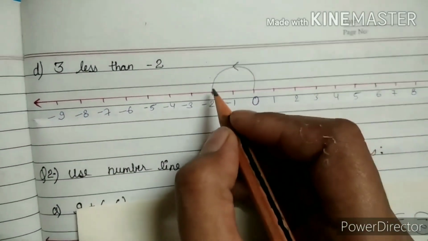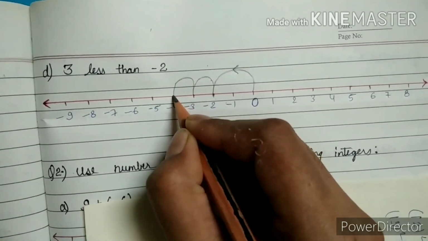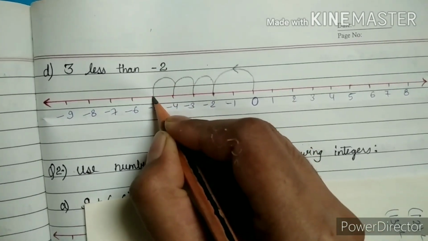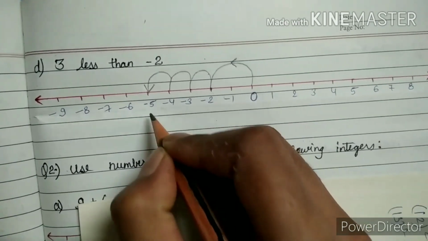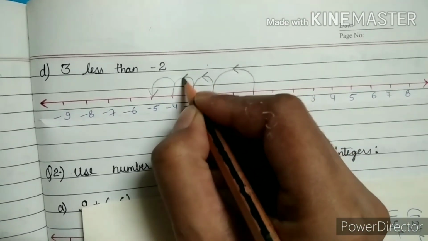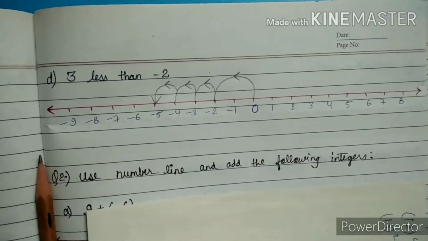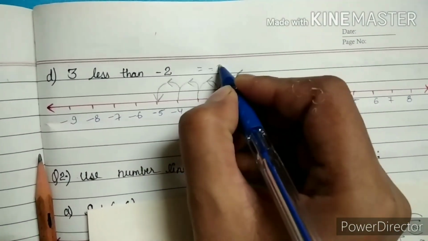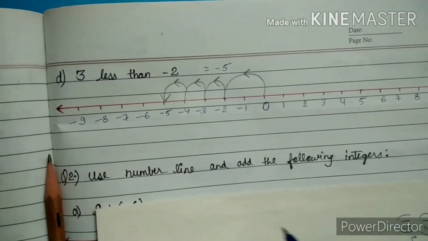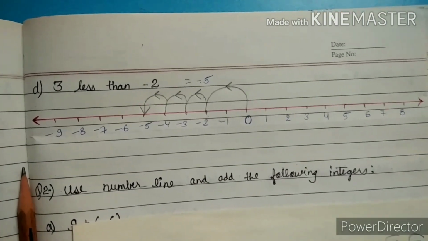So let's move 3 steps. This is first, this is second, this is third step, and we reach which number? We reach -5. And which direction is this? This is left direction. That's why we have to put a left arrow, and here we reach -5. So here we completed question number 1 of exercise 6.2.